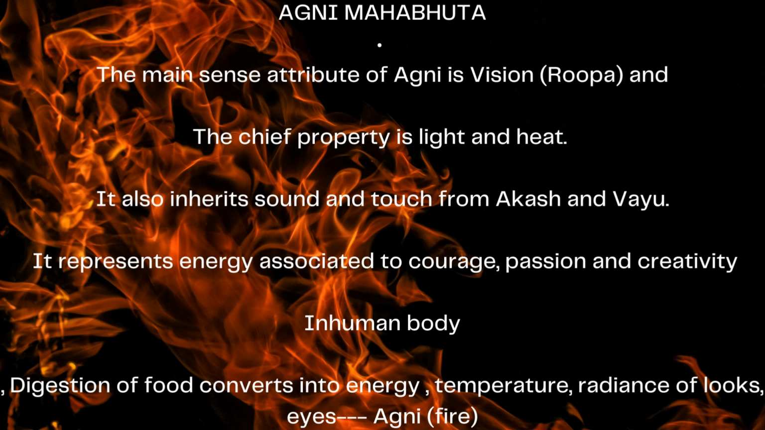Agni Mahabhuta. Agni Mahabhuta is the third element existing after Akash Mahabhuta and Vayu Mahabhuta. So it inherits the properties of Akash Mahabhuta and Vayu Mahabhuta. And its chief property is light and heat. And its main sense attribute is vision. In the next slide, we will see the properties of Agni Mahabhuta.